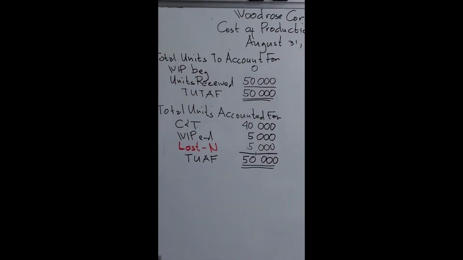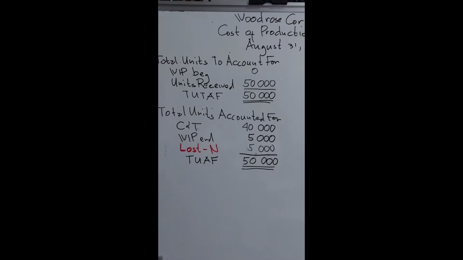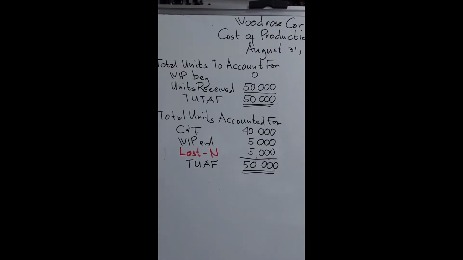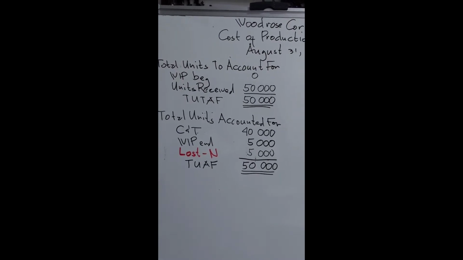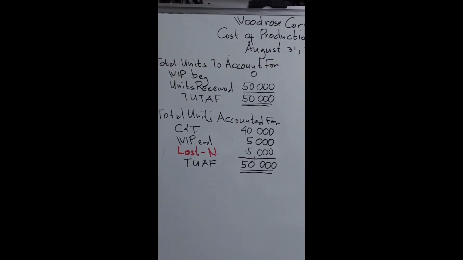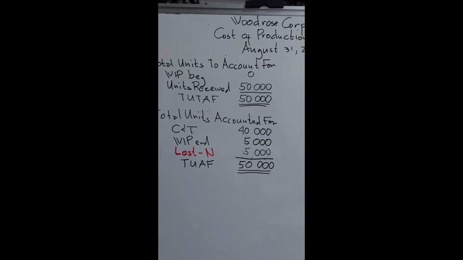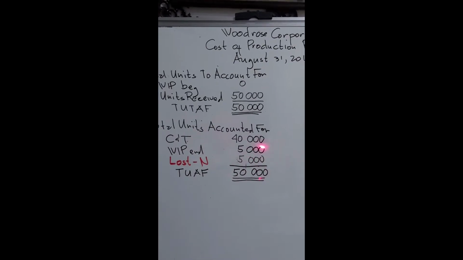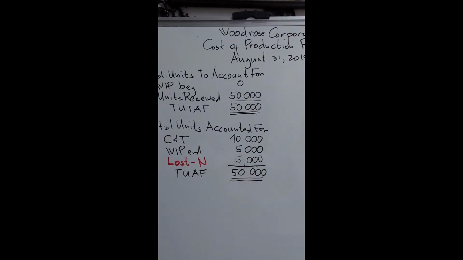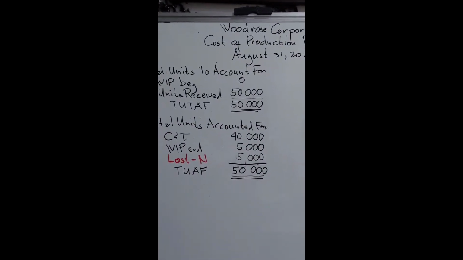So, yan na. Equal na sila. 50,000 total units to account for and total units accounted for. So, ano yung nadagdag dyan? Yung loss units na normal. So, kung nadagdag yung total units accounted for natin, pag nag-compute ka ngayon ng equivalent units of production, kasama na si loss units dito sa pag-compute ng equivalent units of production.